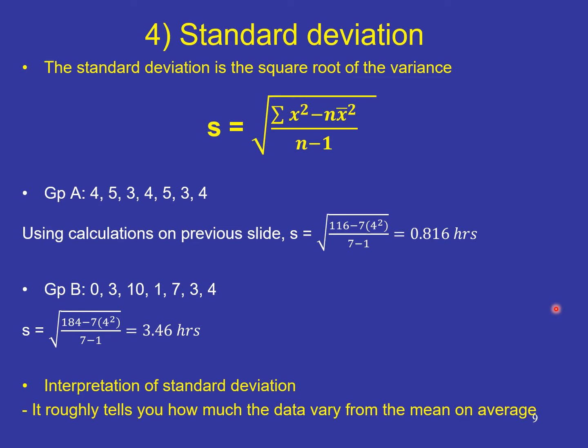Well, the rough interpretation of the standard deviation is it tells you how much the data vary from the mean on average. So what we're roughly saying is, for group A, these values varied on average about 0.8 hours from the mean. Remember, the mean was 4. And for group B, this varied a lot more. The answers varied about 3.46 hours on average from the mean, which was 4.